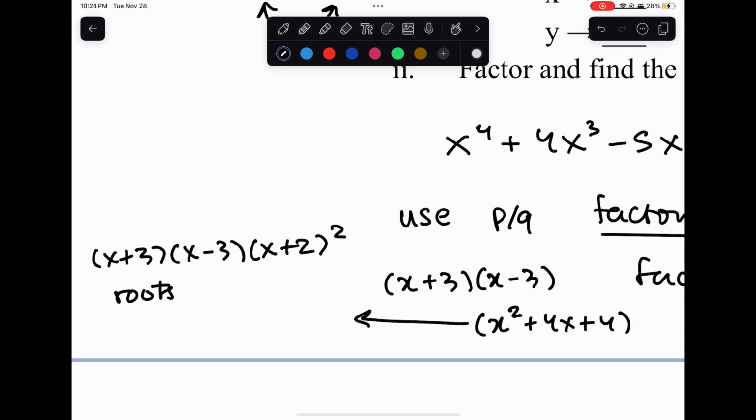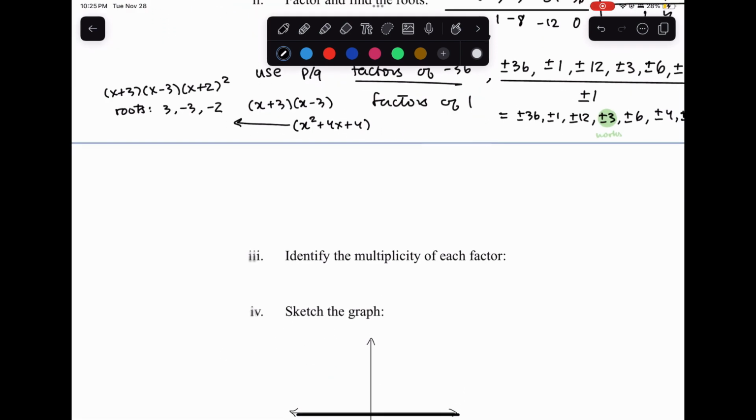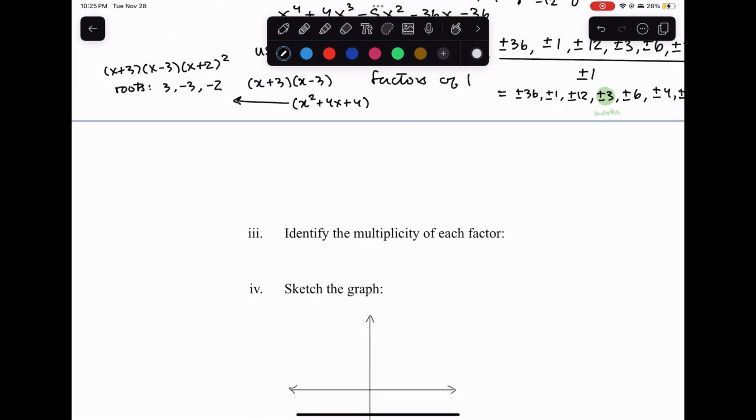And so we're going to have those two, and the polynomial that comes out of that is x squared plus 4x plus 4, which is (x plus 2) squared. So our roots are going to be 3, -3, and -2. So the multiplicity of each factor: we can see that x plus 3 appears once, so -3 has a multiplicity of 1. We can see that x minus 3 appears once too, so 3 has a multiplicity of 1. And x plus 2 is squared, so -2 appears twice and has a multiplicity of 2.